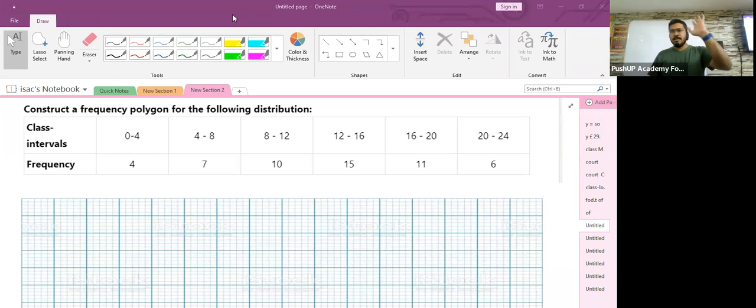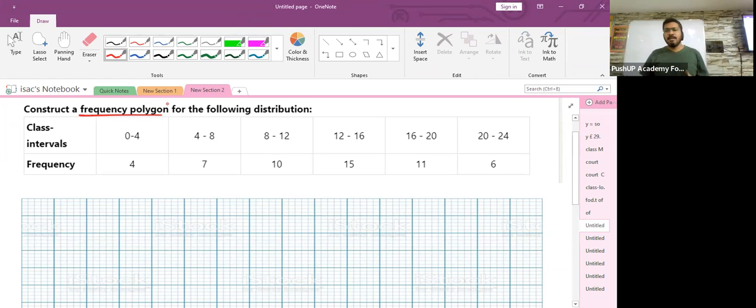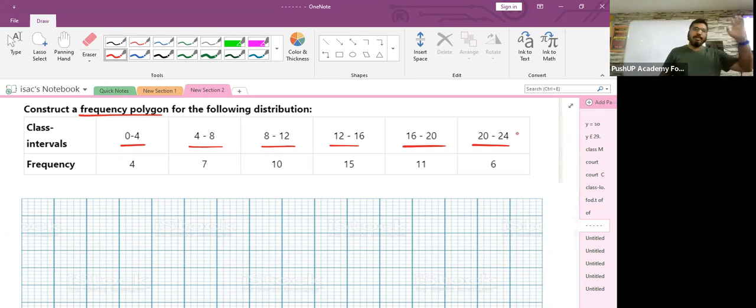So let us start with the first question where we have to construct a frequency polygon. Children, first I will teach you what is a frequency polygon, how to construct it for a given continuous class interval. Here is the table, children. The class intervals are given to you: 0 to 4, 4 to 8, 8 to 12, 12 to 16, 16 to 20, and 20 to 24. You all must agree that the given class interval is a continuous class interval.